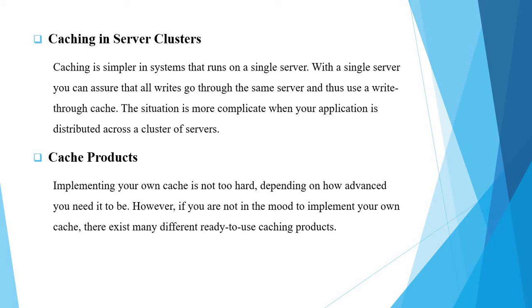The fourth one is caching in server clusters. Caching is simpler in a system that runs on a single server. With a single server, you can assume that all writes go through the same server and then use that to update the cache. The situation is more complicated when your application is distributed across a cluster of servers.